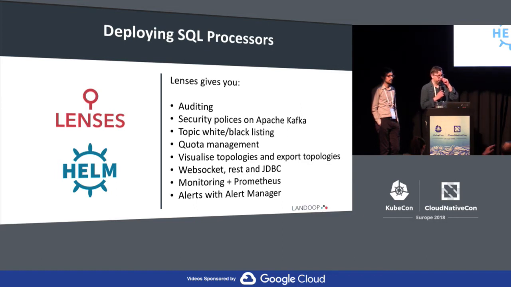So if you go via Lenses, we have an extra bit of security in there. We have role-based controls. We have access policies on Kafka itself. We have topic blacklisting, whitelisting as well. So we can not only stop you seeing the data, but we can stop you deploying a connector or a processor that's going to actually maybe take that data and write it somewhere else. Plus, you get all the other extra goodies that come with Lenses as well, the WebSockets, the REST APIs, the clients. We have monitoring integration with Prometheus, alerts with Alert Manager as well.